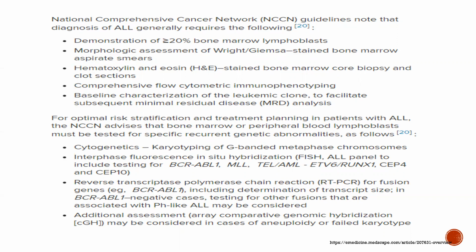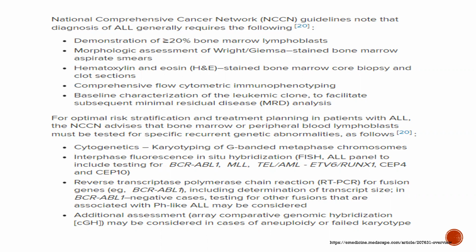National Comprehensive Cancer Network guidelines note that the diagnosis of acute lymphoblastic leukemia generally requires demonstration of more than 20% bone marrow lymphoblasts, morphological assessment on the Wright-Giemsa stained bone marrow aspirate smear, hematoxylin and eosin stained bone marrow core biopsy and clot section, and comprehensive flow cytometric immunophenotyping, with baseline characterization of the leukemic clone to facilitate subsequent minimal residual disease analysis.